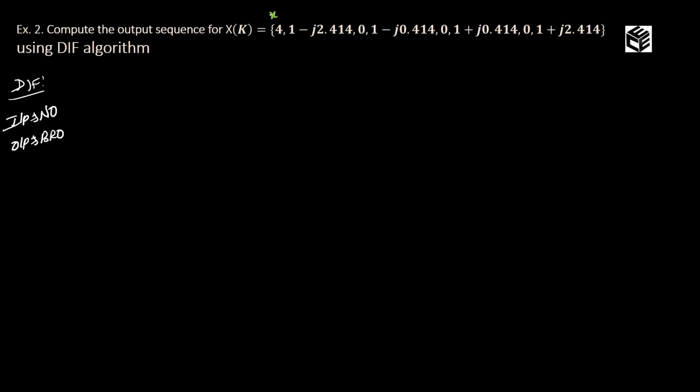So this is x of 0. This is x of 1. And this is x of 2. This is x of 3. This is x of 4. This is x of 5. This is x of 6. And this is x of 7. Now I am going to write the conjugate.